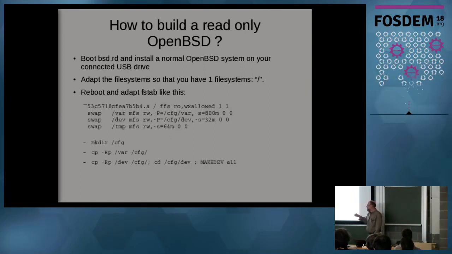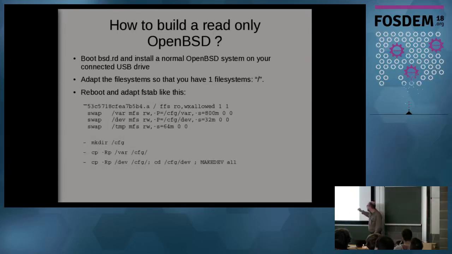Then once the installation is performed, I boot from this USB drive and I change the fstab like this. So what I change is the parameter which says that this file system is read-only. The rest remains the same.